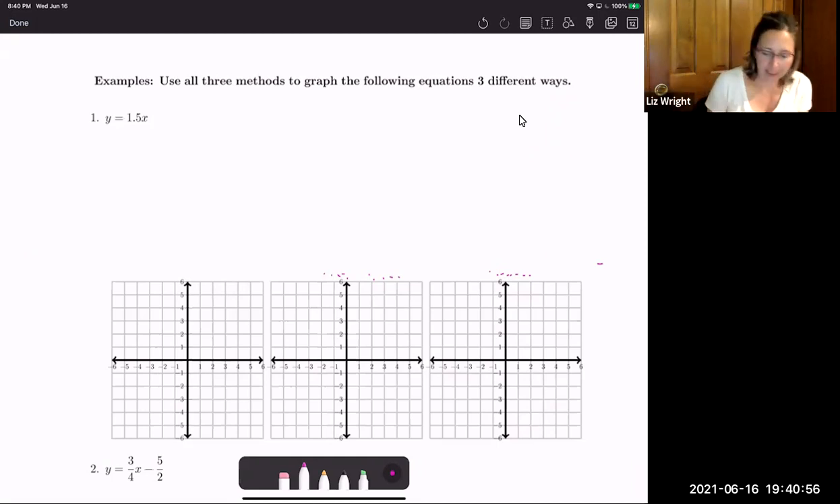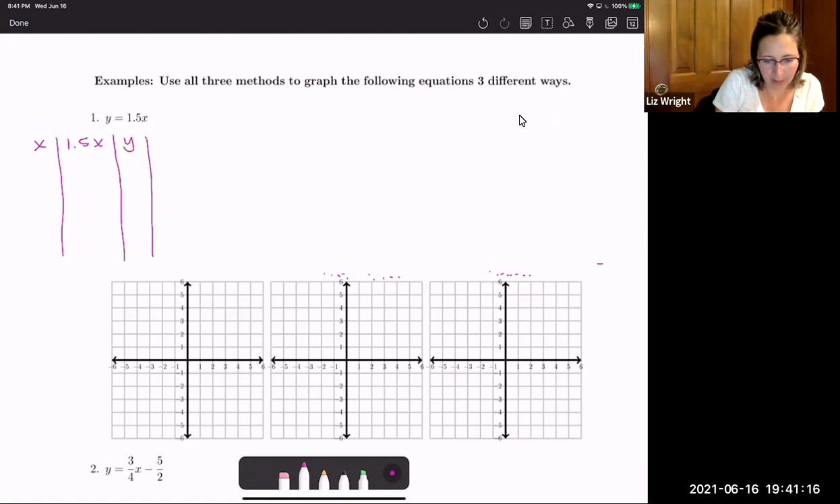All right, so let's make our table first. And for our table, we are going to make a 4-column table, and we are going to do x, and then we're going to do our equation, and we are going to have 1.5x. And then we have our y, and then we have our ordered pair.